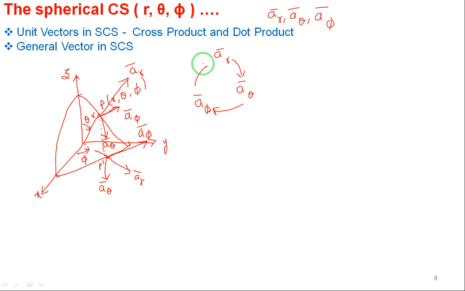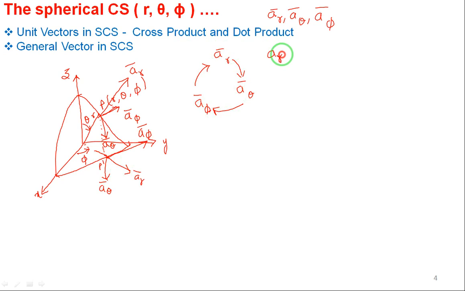This is the cyclic pattern. For my reference I am writing. Then I want to take the cross product of similar vectors: AR cross AR, A theta cross A theta, A phi cross A phi. What will I get? I have to take the cross product, which means sine of 0. Sine 0 is 0, so AR cross AR is 0, A theta cross A theta is 0, A phi cross A phi is 0.